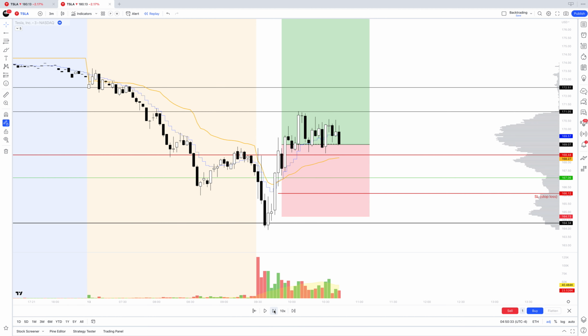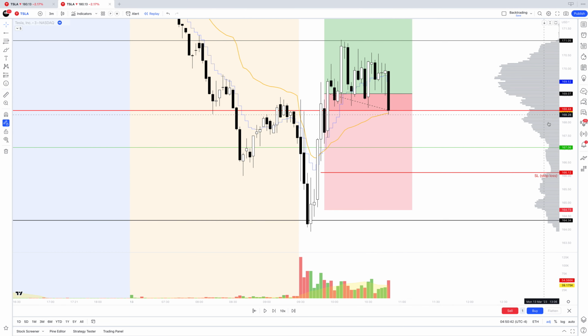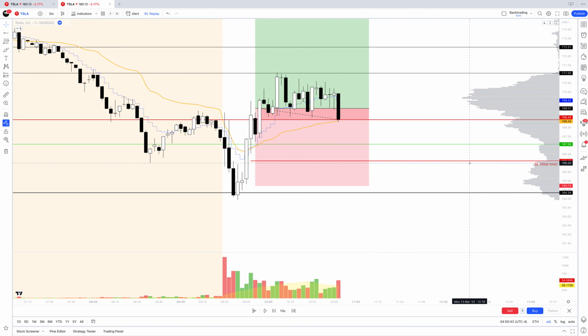Okay, still consolidation, still holding the bullish volume candle, which is this one right here. This big bull candle. Okay, we just took it out. We're on VWAP. I'm still going to leave it.